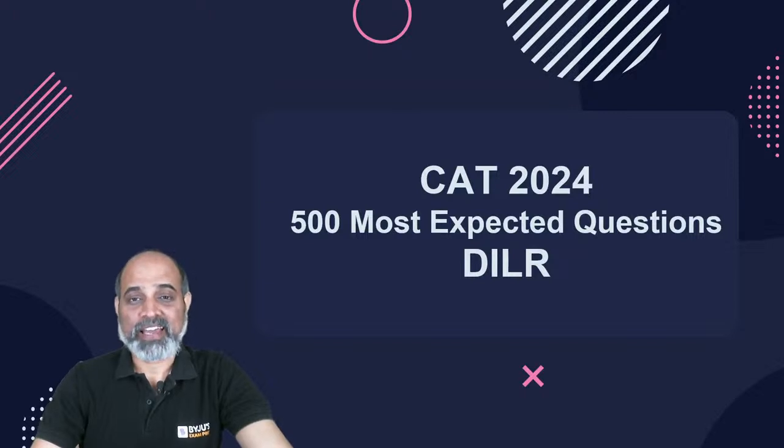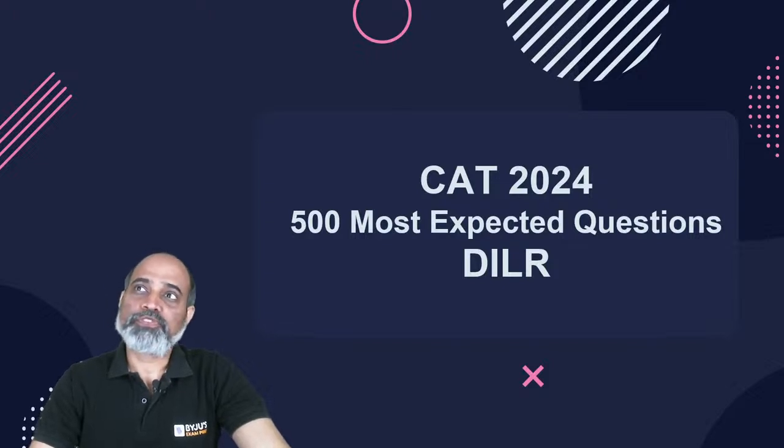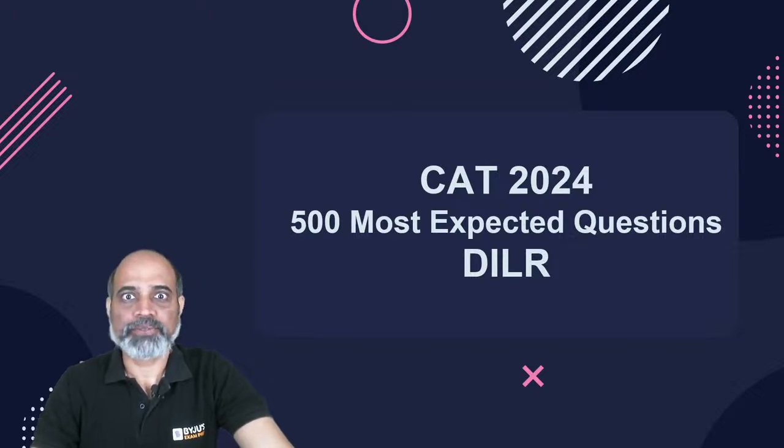My name is Naveen, and today we'll be looking at the CAT 2024 500 Most Expected Questions series. Today we'll be looking at DILR. We will actually be looking at a DI and an LR based DI, so basically two DIs today. Both these DI sets are interesting. They are the kind of sets that you expect and see in the CAT exam.